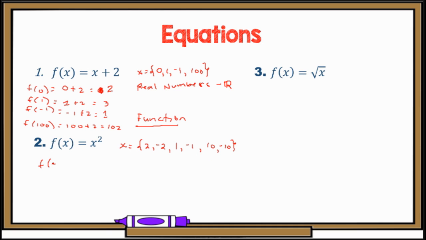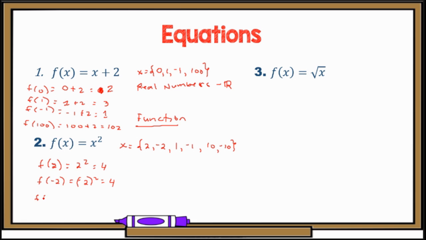f of 2 will give you 2 squared, which is equal to 4. It will yield the same value in the range as f of negative 2, because f of negative 2 is negative 2 squared, which is also equal to 4.